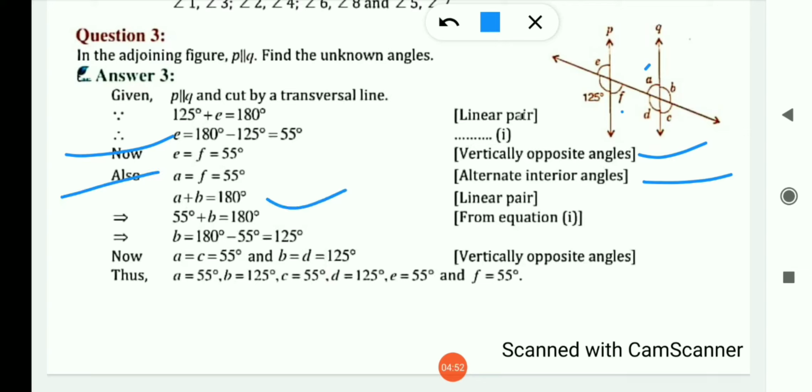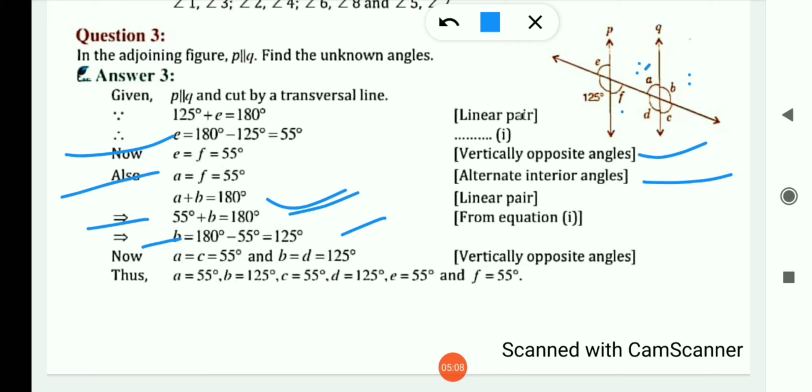Now A plus B equals 180 by the linear pair. The sum of two angles is 180 degrees. So what is the value of A? 55. So 55 plus B equals 180. So B equals 180 minus 55. We get 125.